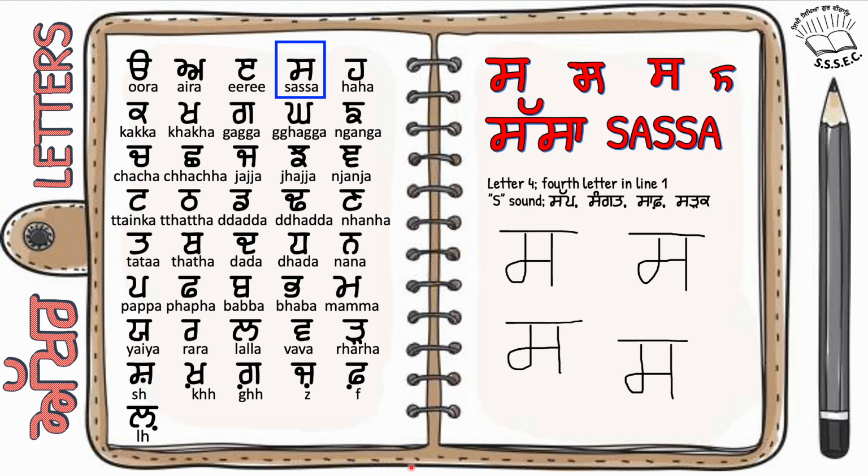Alright. And a couple of words beginning with sasa is sup. Sup means snake. Sangat. Sangat is like a community, and it's especially used to refer to the Sikh congregation or the Sikh community. Saf. Saf means clean or tidy. And sadak. Sadak means road or street.